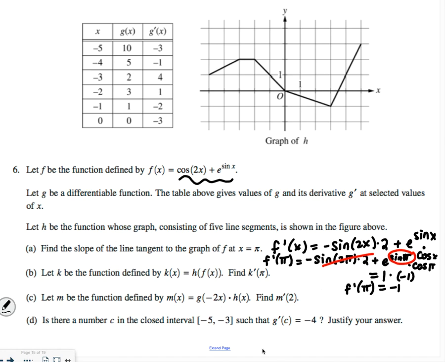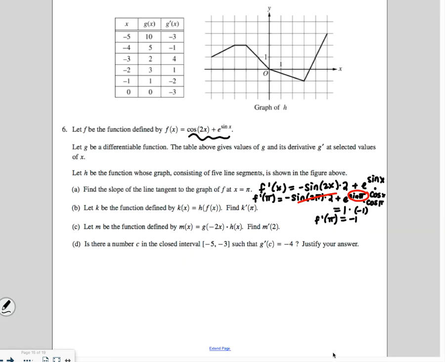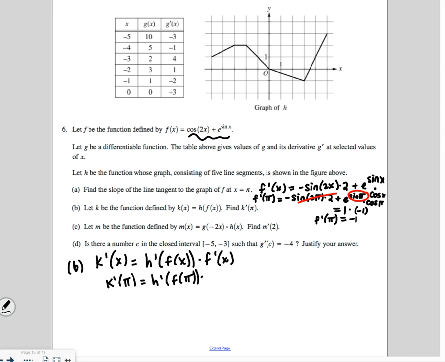All right, B. Let k be the function defined by k of x is equal to h of f of x. Find k prime of pi. So for part B, if I'm finding k prime of x, this is the chain rule. I'm going to do h prime of the inside multiplied by the derivative of the inside. So k prime of pi is going to be h prime of f of pi times f prime of pi.